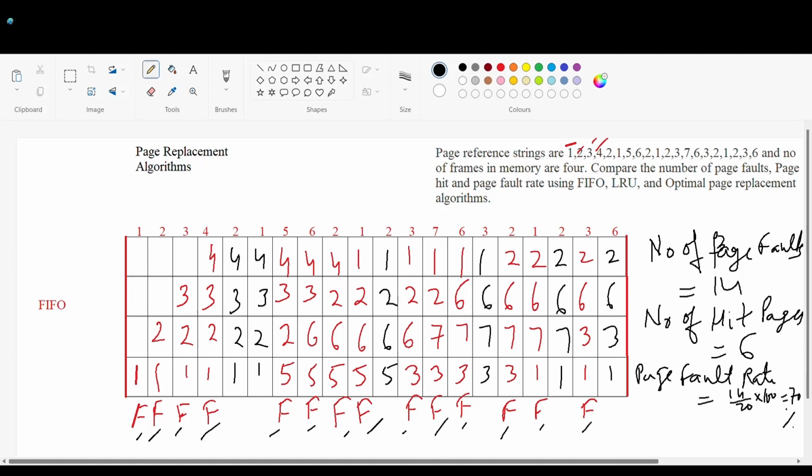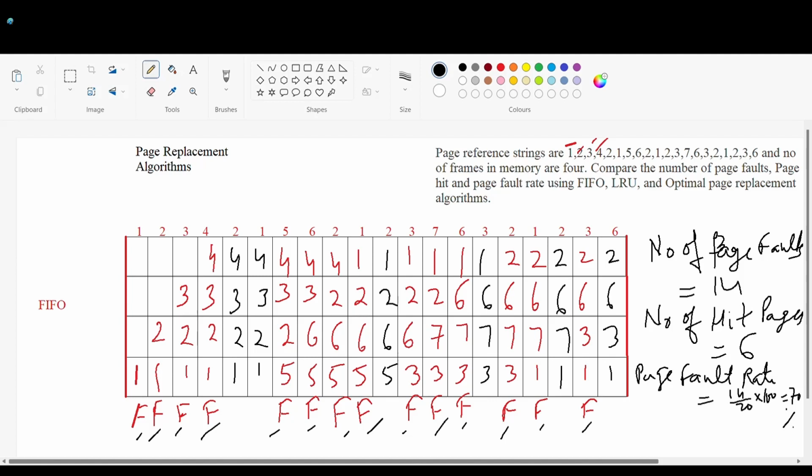Now 6. So which page will be replaced by 6? See, 5 is recently used, 1 is recently used, 2 is also used, and 4. 4 is not used for the longest period of time, so 4 will be replaced by 6. So 6, 5, 2 and 1. This is a page fault. 2 is already there, so there is no page fault in this situation. 1 is already there. 6, 5, 2, 1. 2 is already there. 6, 5, 2 and 1.